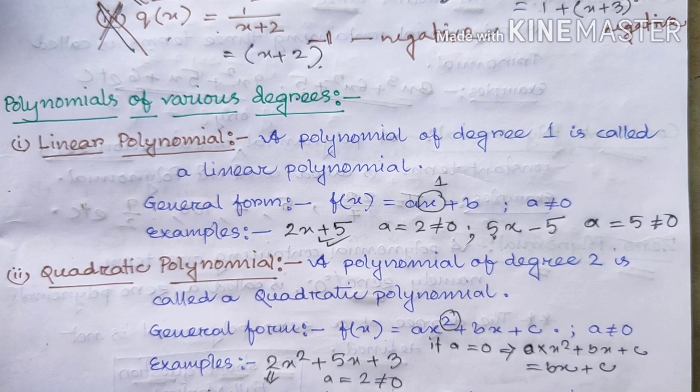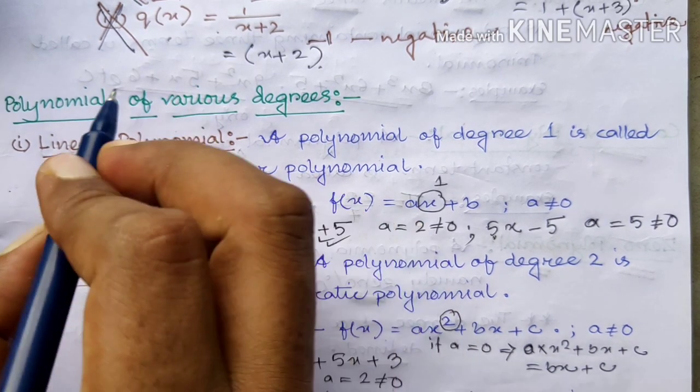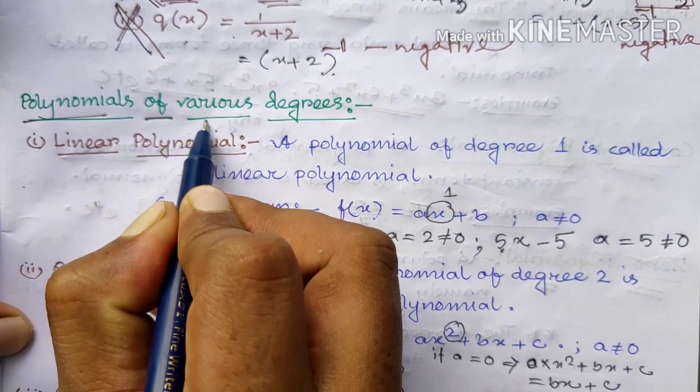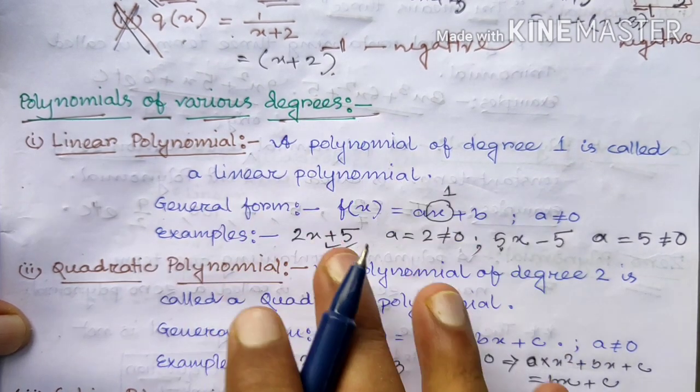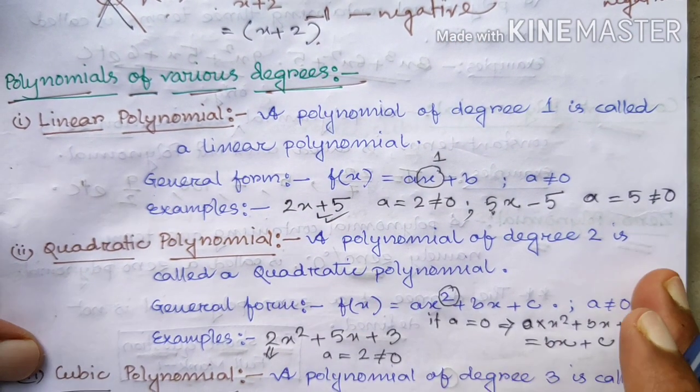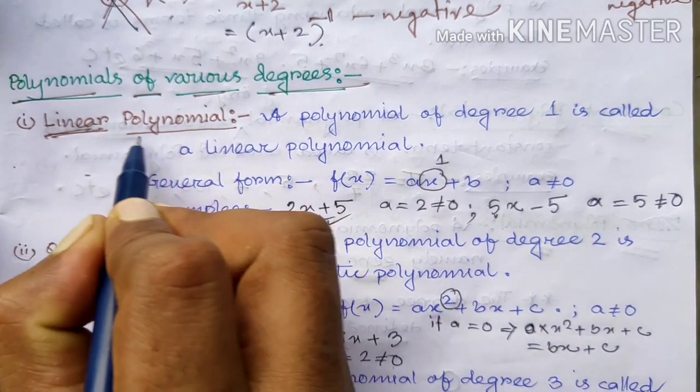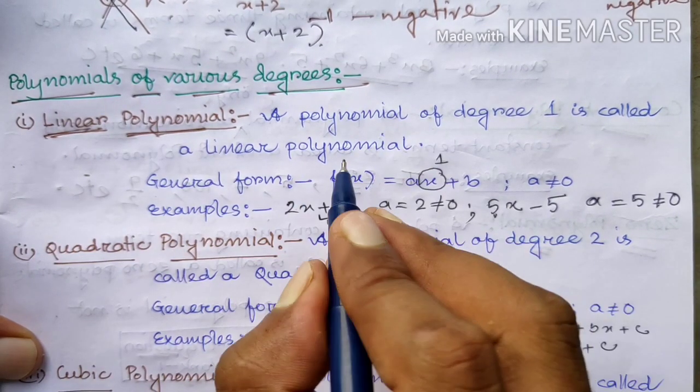Now we'll learn about polynomials of various degrees. First, linear polynomial. A polynomial of degree 1 is called a linear polynomial.